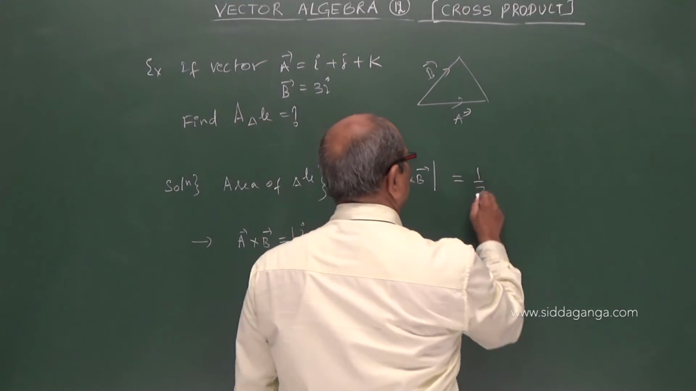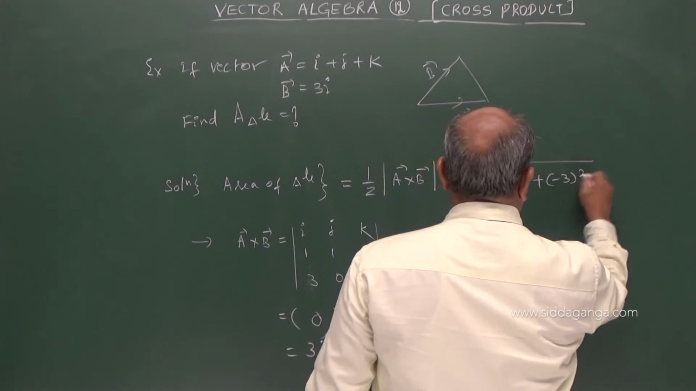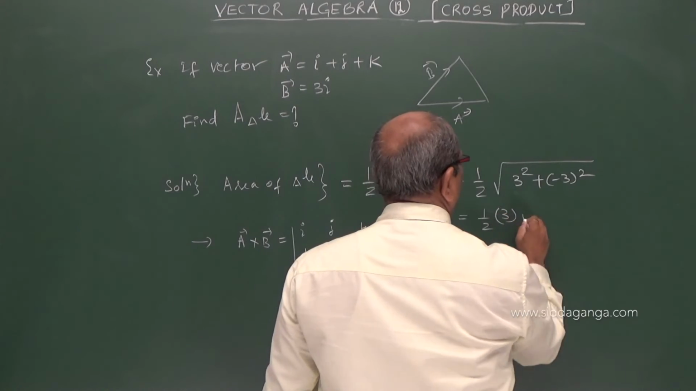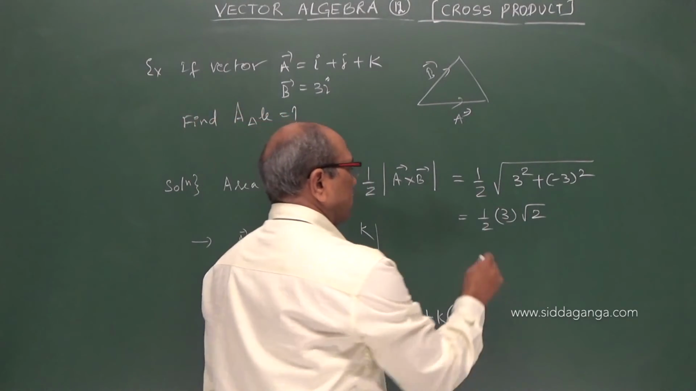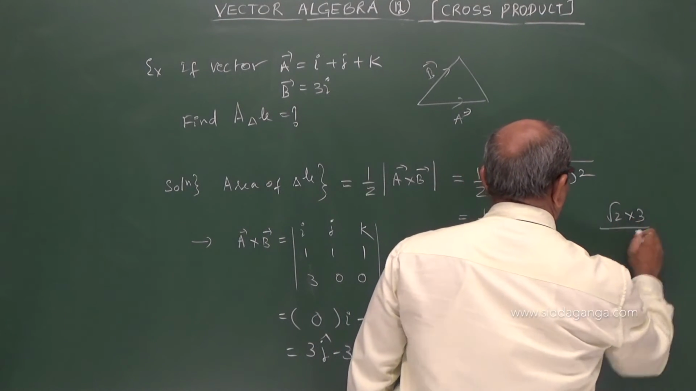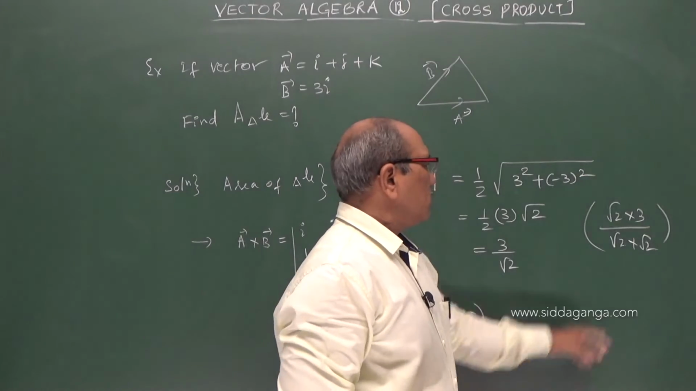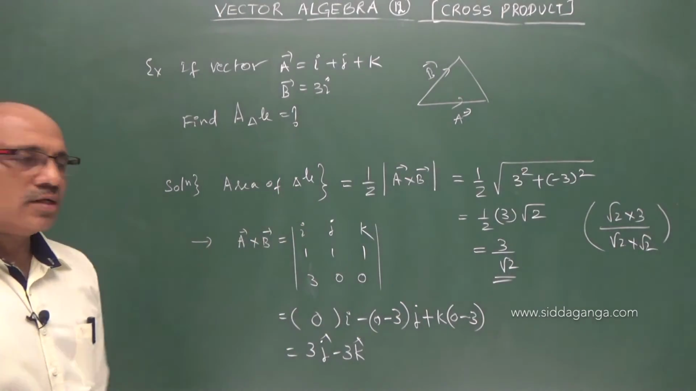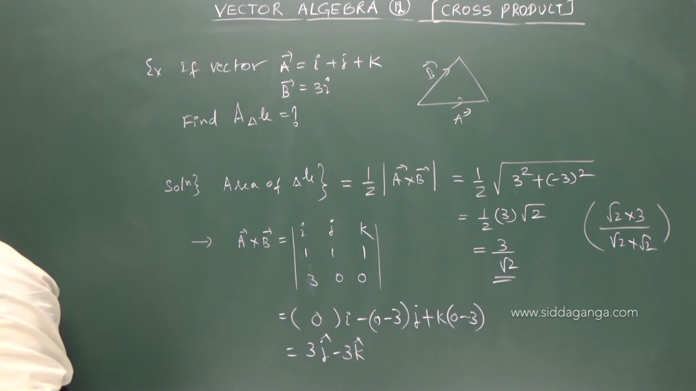The magnitude you want is half into root of 3 square plus minus 3 square. 1 by 2 into 3 square, 3 square. I can bring 3 out, it becomes root 2, because 3 square plus 3 square, when I bring out 3, it becomes root 2. Then I can write this as 3 by root 2, because 2 can be written as root 2 into root 2, therefore one root 2 cancels. Final answer is 3 by root 2, the area of the triangle. I think you have followed. See how helpful determinants are in cross product for getting solutions in problems.